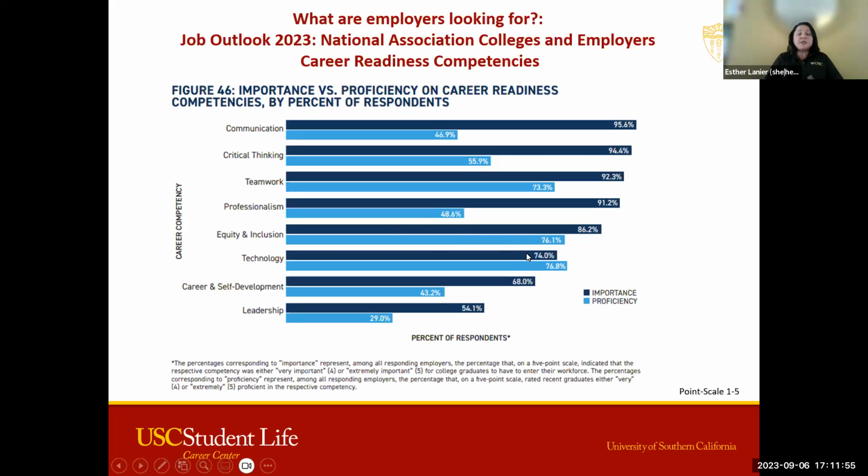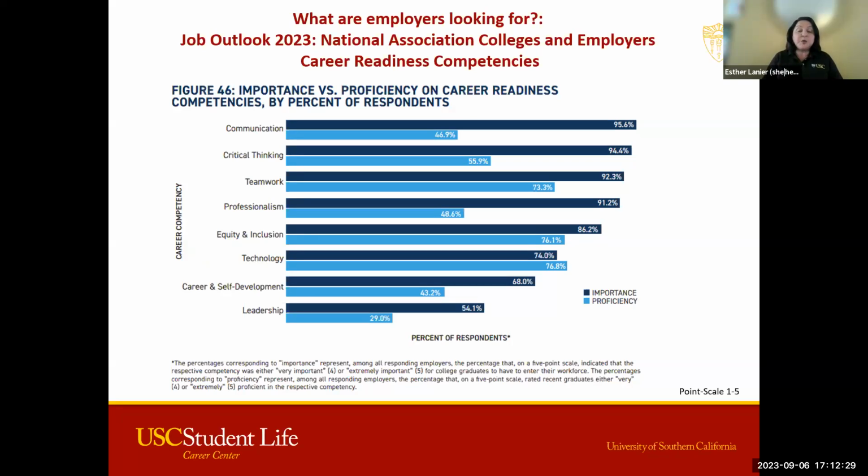As we look at what employers are looking for, the National Association of Colleges and Employers provides career readiness competencies that employers are surveyed on and are able to provide to all different universities. Communication, critical thinking, and teamwork are definitely the top 3 that employers in general are looking for. All of us have communication skills and critical thinking skills. We work in teams. I don't know how many people really just work by themselves, but at some point or another, we all work in a team.